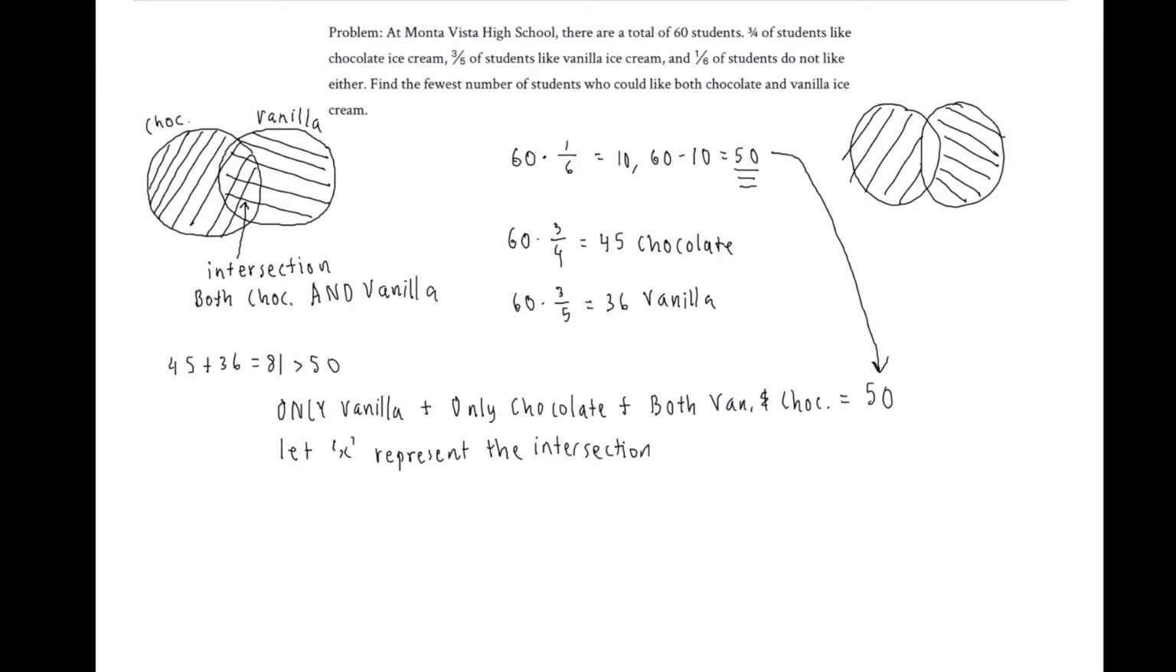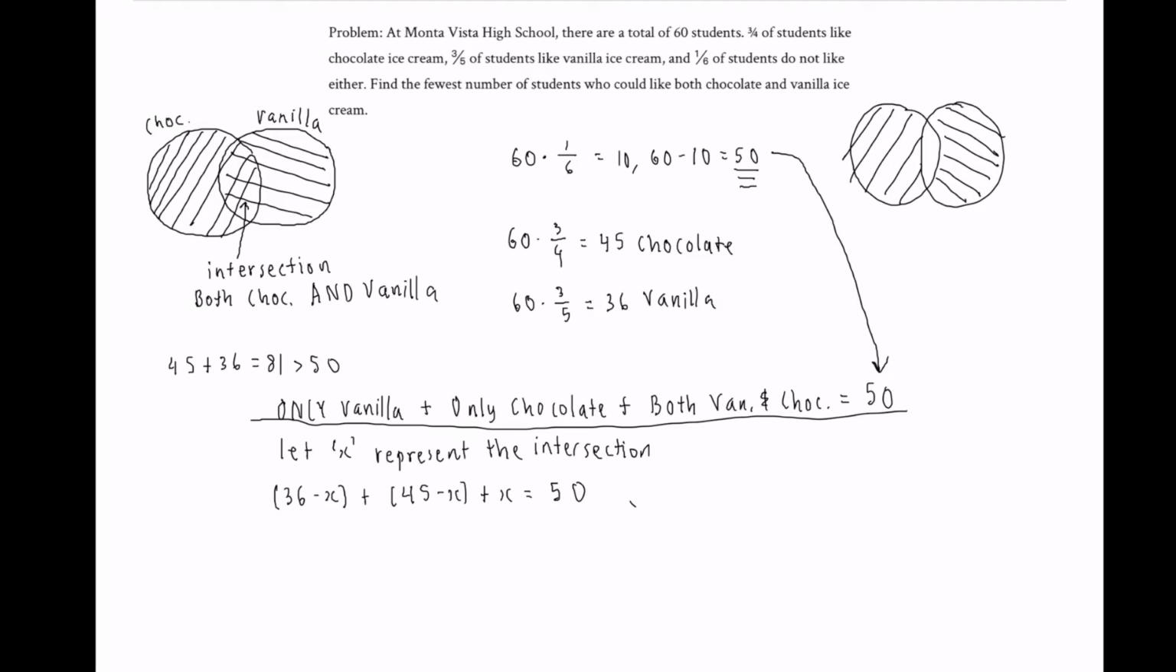Then to solve this equation, that is the equivalent of writing 36 minus x plus 45 minus x plus x is equal to 50. The reason we have 36 minus x is because we are considering the number of students who like vanilla and then subtracting x because that is the intersection. The same thing applies for 45. We are only considering the number of students who like chocolate, which is this entire region over here, but we're subtracting out the intersection, which in this case is x. And finally, we are adding x because by definition it represents the intersection. So this is how we represent this formula.